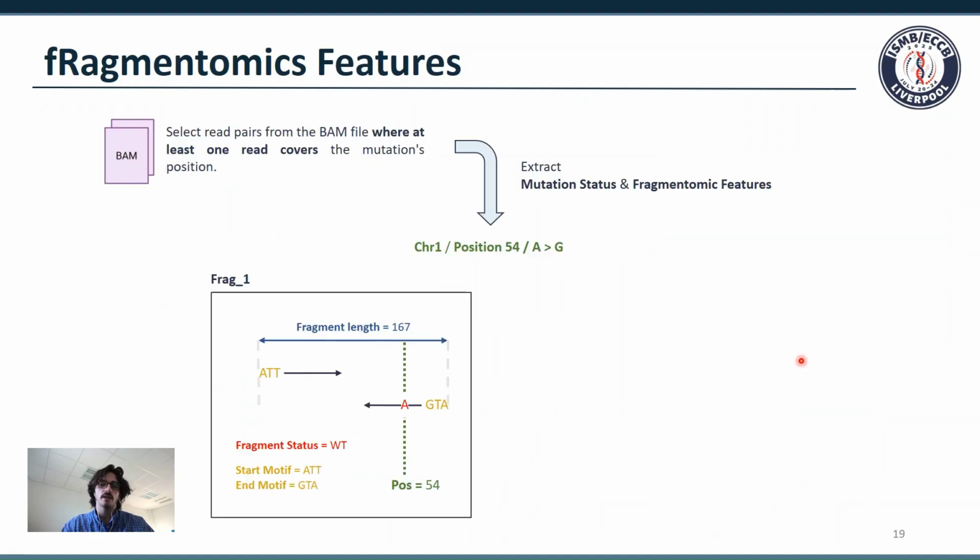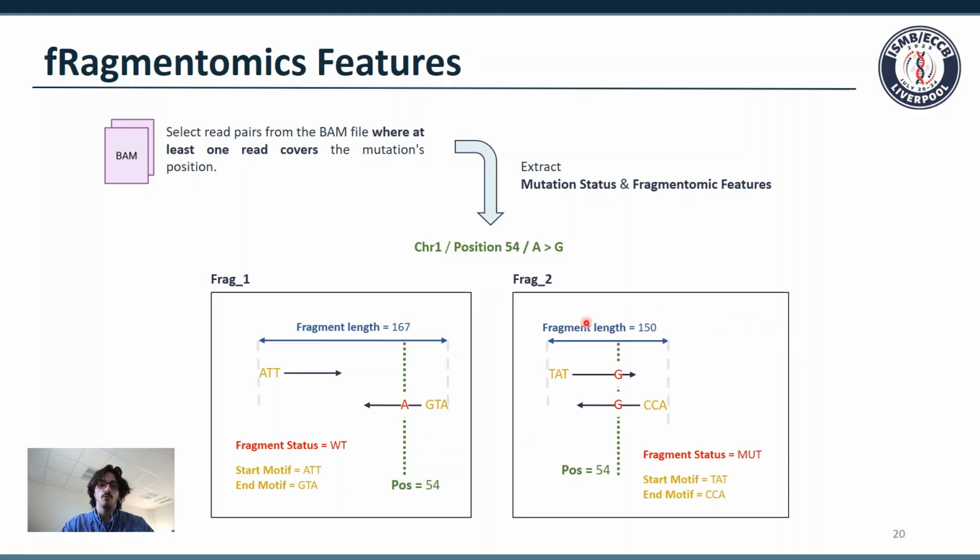Here are two quick examples of the features we extract. In this first case, you can see that only one read of the pair covers the mutation's position. At this position, the read carries the reference nucleotide, so its status is classified as wild type. We also extract the fragment length, in this case 167 base pairs, and the start and end motif you can see here.